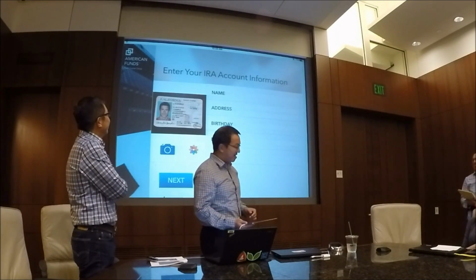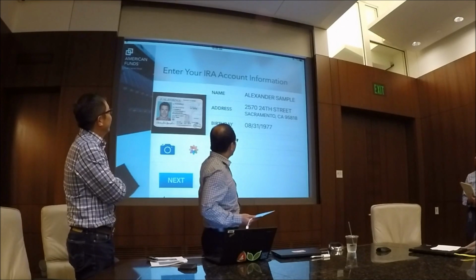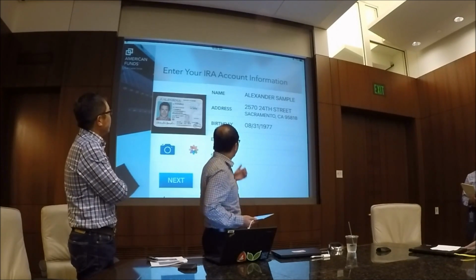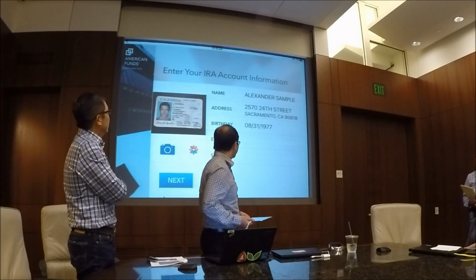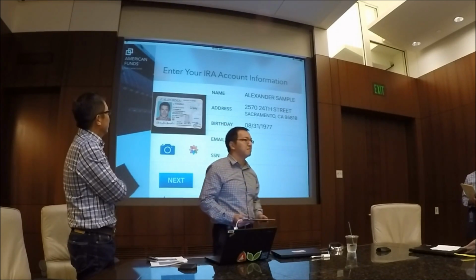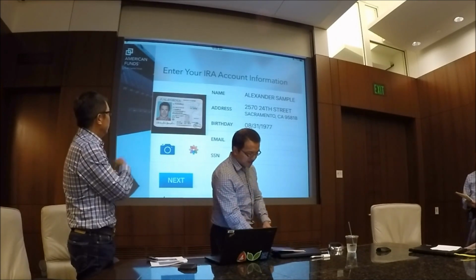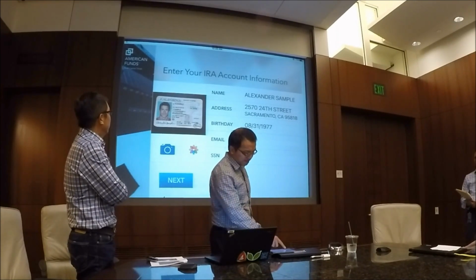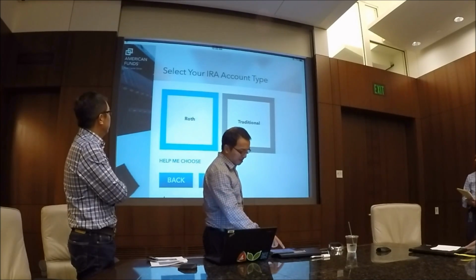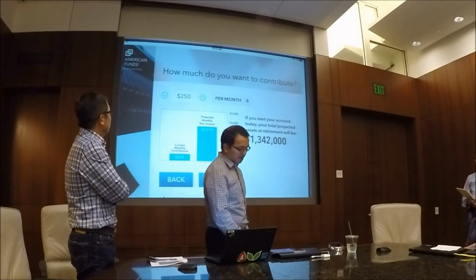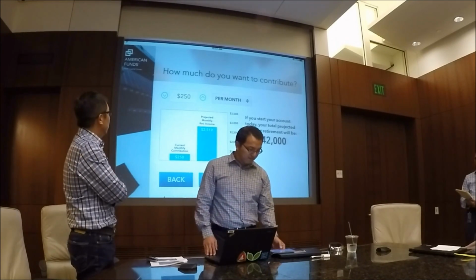So this picture is processed and sent to a web service that renders the name, the address, and the birthday, and of course your driver's license doesn't include emails and social security numbers, where you enter them in. So that's where the OCR service comes in, and you fill out some additional information. Click next and choose your account type. Then you select how much you want to contribute per month.